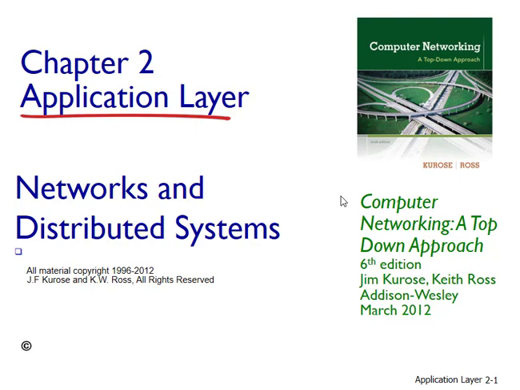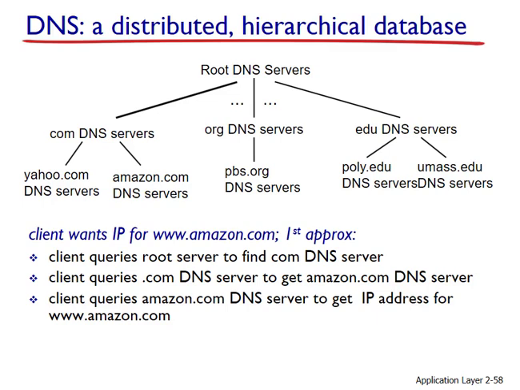So let's get started. In order to deal with the issue of scale, the domain name system uses a large number of servers, organized in a hierarchical fashion and distributed around the world. No single DNS server has all the mappings for all the hosts in the Internet. Instead, the mappings are distributed across multiple DNS servers.